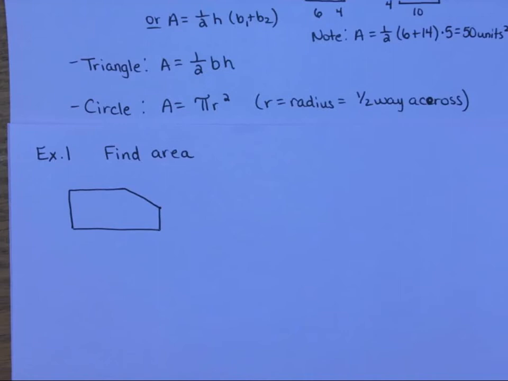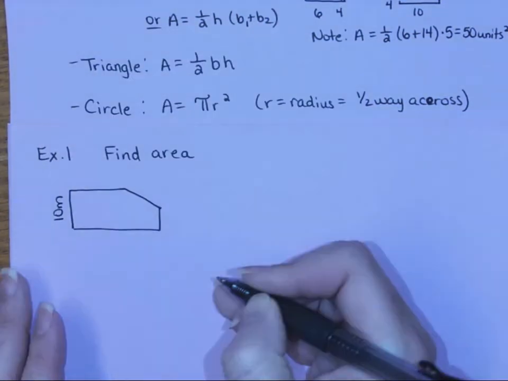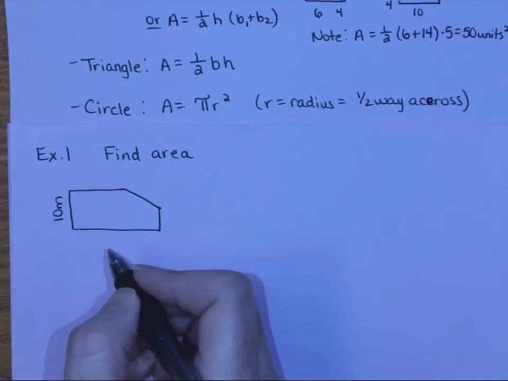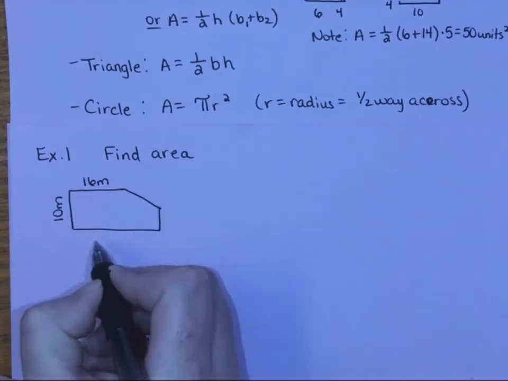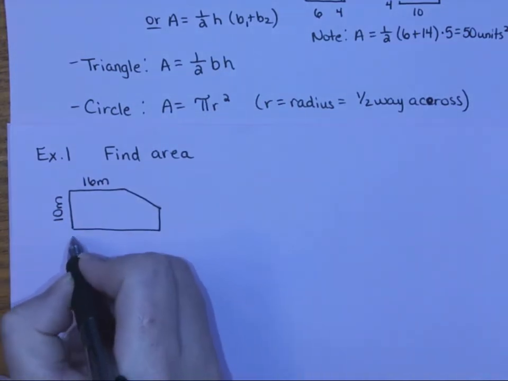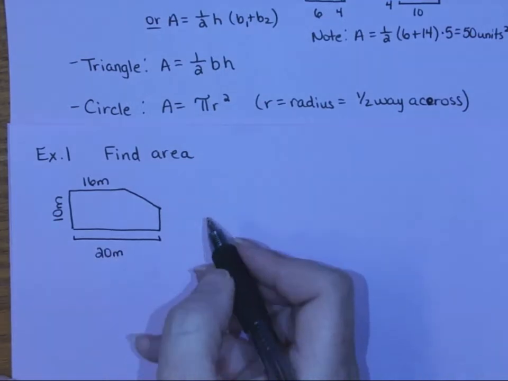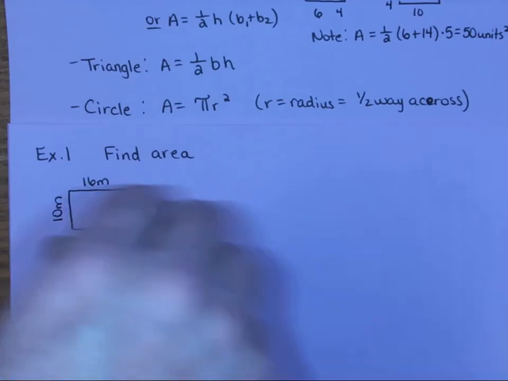So let's say that I give you the following measurements. Let's say that this is 10 meters. This will not be to scale. Let's say that this is 16 meters, that this is 20 meters from here to here, and that this is 4 meters. And I say I want you to find the area of, we call it a composite shape because it's more than one shape possibly put together.